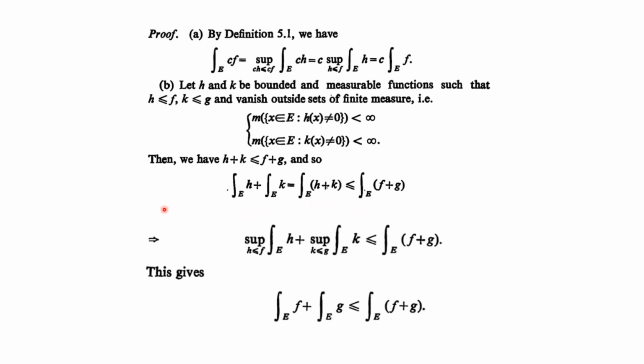Okay, now you take the supremum on both sides with respect to h less than or equal to f and k less than or equal to g, since our right hand side is independent of this supremum. So this inequality holds: the integral of h plus the integral of k is less than or equal to this, so the supremum over h less than or equal to f and the supremum over k less than or equal to g will also be less than or equal to the integral of f plus g, because this inequality holds for each bounded function h as well as k. So it holds for the supremum also. Now this is nothing but the integral of f over E, and this is nothing but the integral of g over E. So we get the first inequality, that the integral of f over E plus the integral of g over E is less than or equal to the integral of f plus g over E.